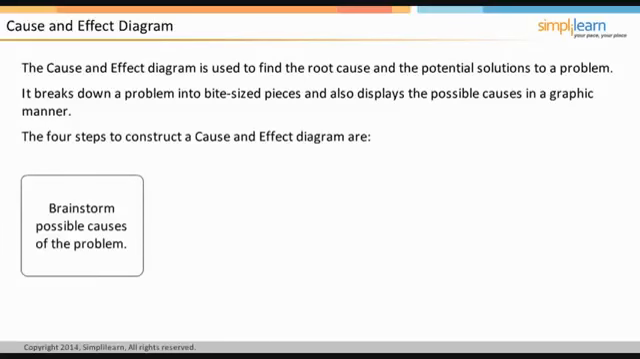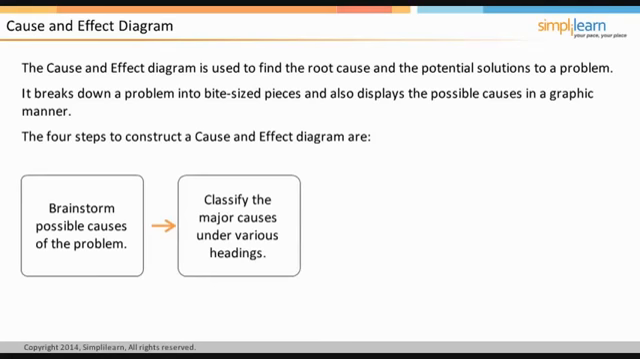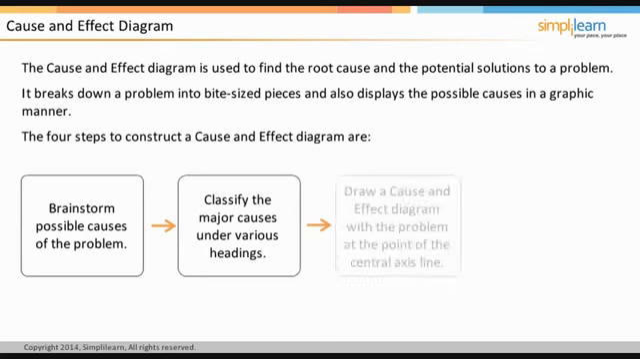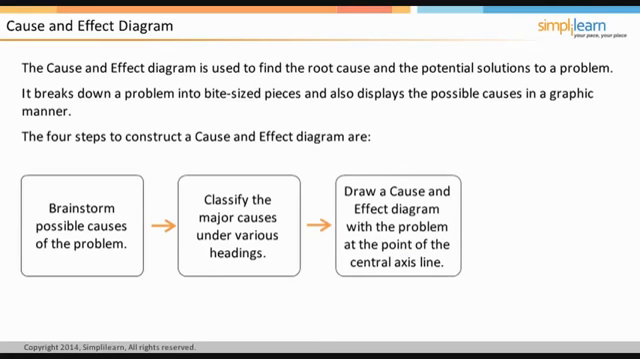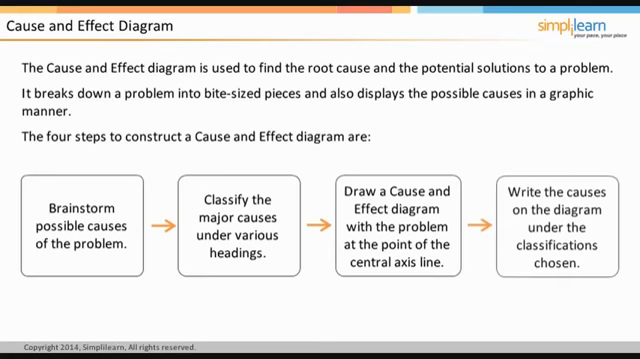All the possible causes of the problem or effect selected for analysis are brainstormed. The major causes are classified under the headings of materials, methods, machinery, and manpower. The cause and effect diagram is drawn, with the problem at the point of the central axis line, and the causes on the diagram are written under the classifications chosen. The next screen illustrates the cause and effect diagram with the help of an example.